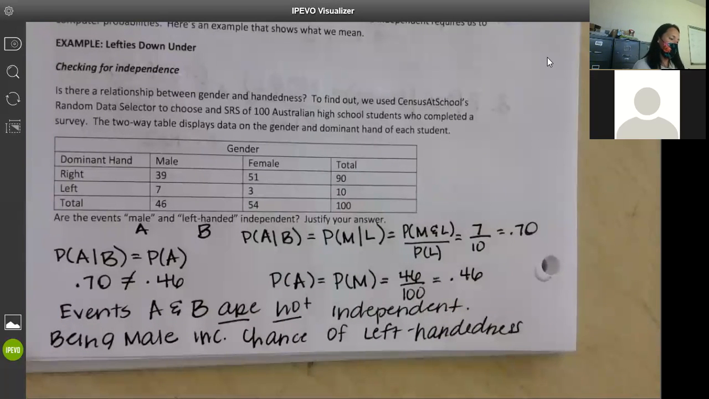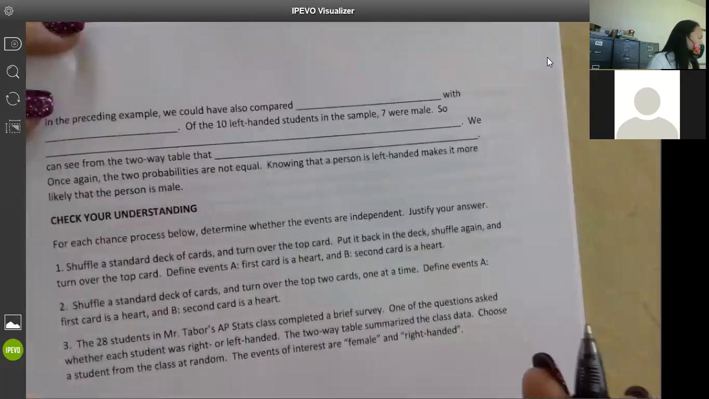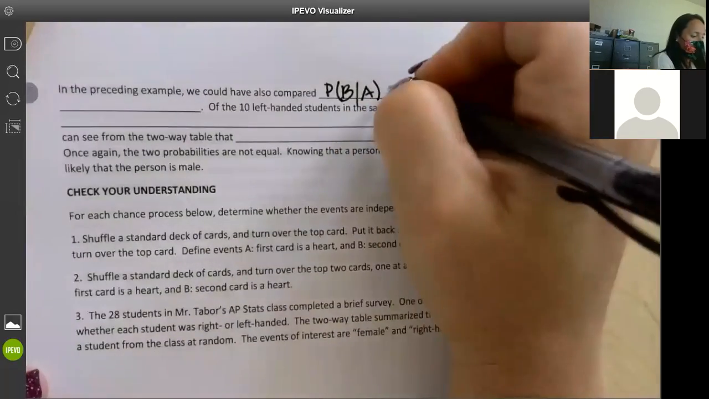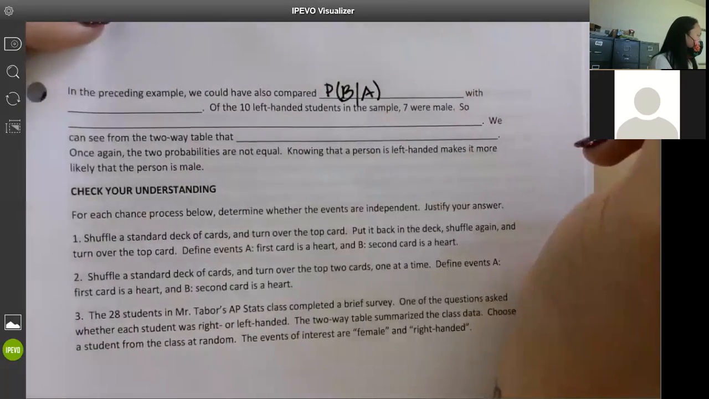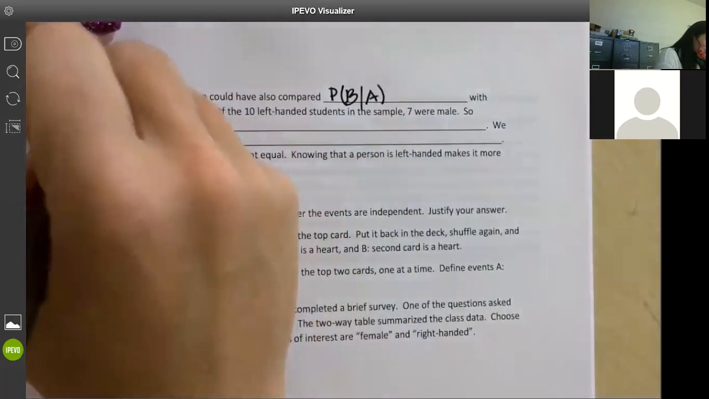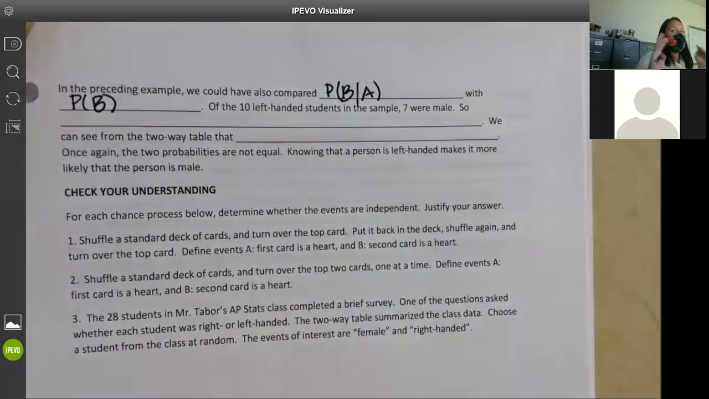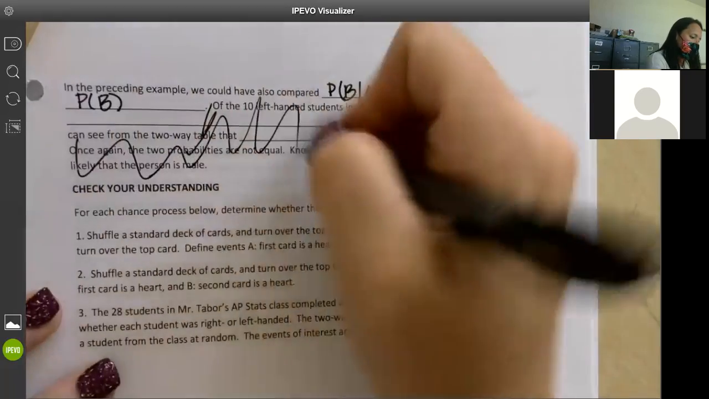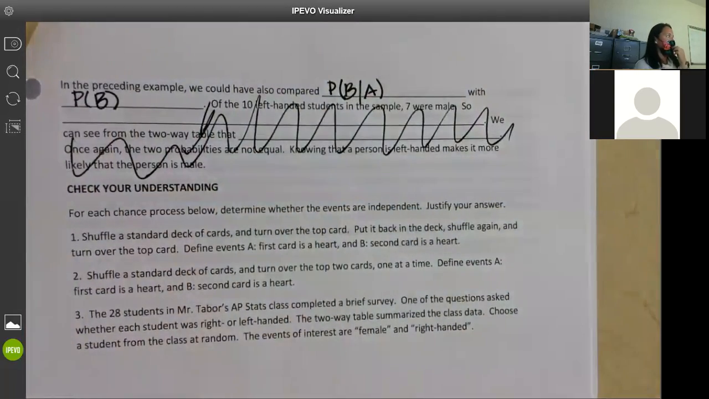All right, we're going to flip it over. In the preceding example, we could have also compared the probability of B given A with the probability of B. Oh, it's good. It's fine. You're fine. They're still seeing this. Just y'all weren't. So we could have done both. I'm not going to do that for you. We don't have to worry about that. And then we don't need any of this right here. It's the same thing.